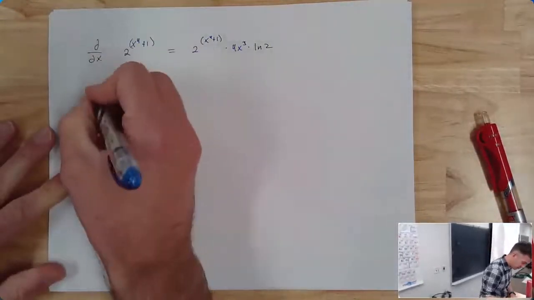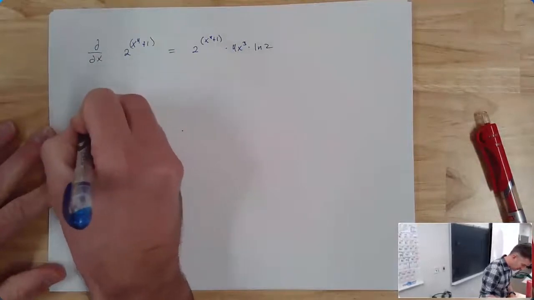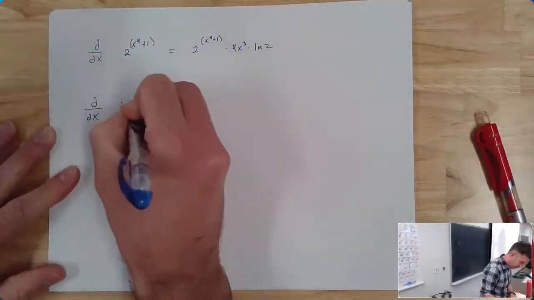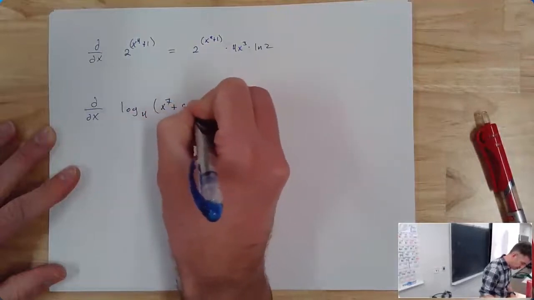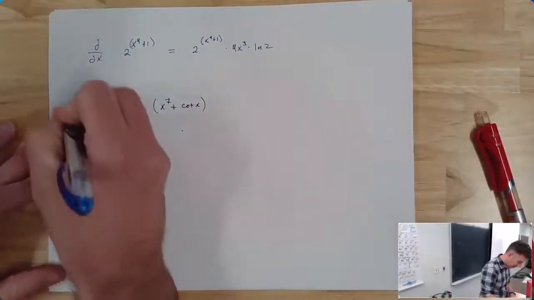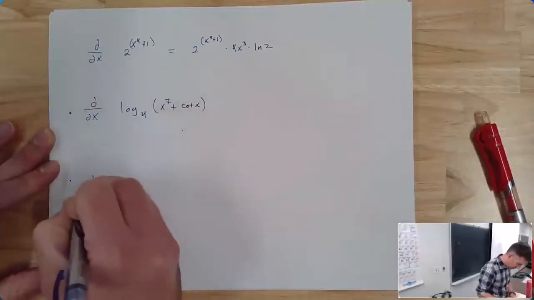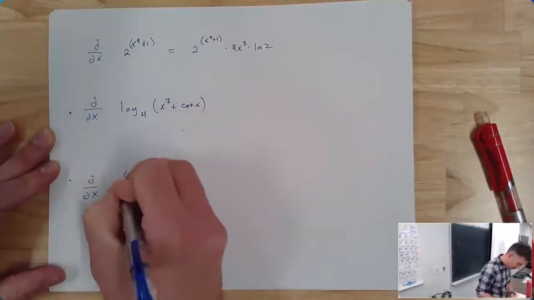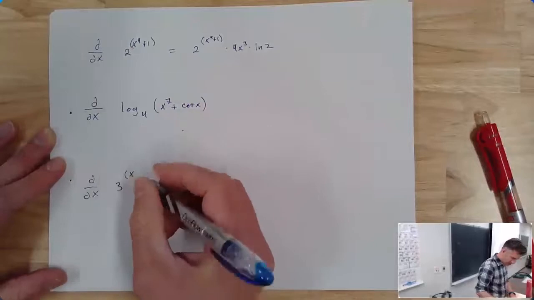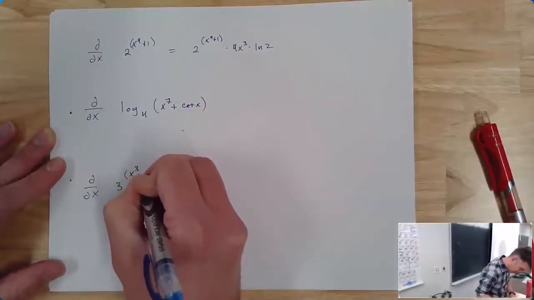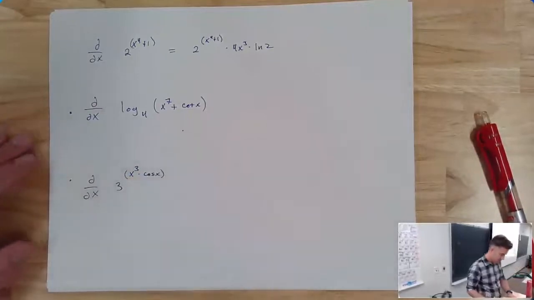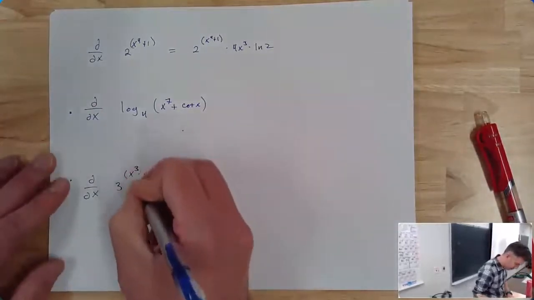So I'm going to have you all work on these next two problems. Find these two derivatives. Find the derivative of log base 4 of x to the 7th plus cotangent of x. And then after you've done that one, find the derivative of 3 to the, I'm going to throw a product rule in there too, just to make it extra special, x cubed times cosine of x. 3 to the x to the, sure, that's fine.